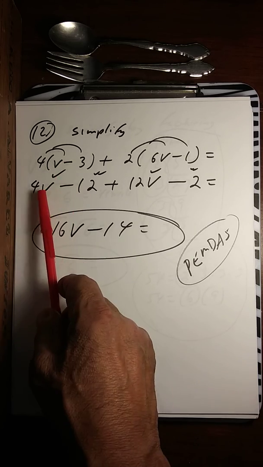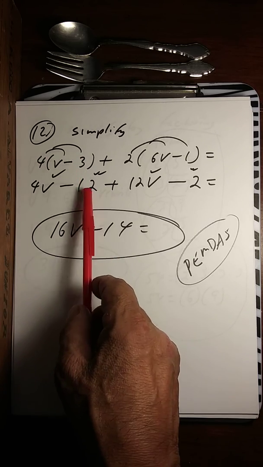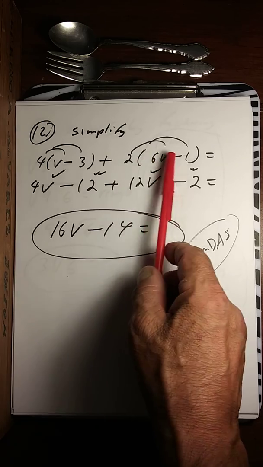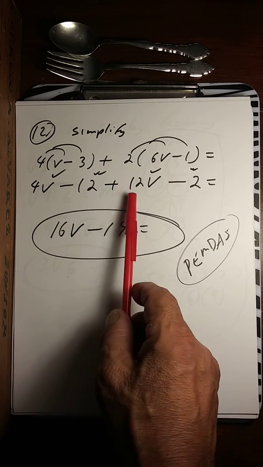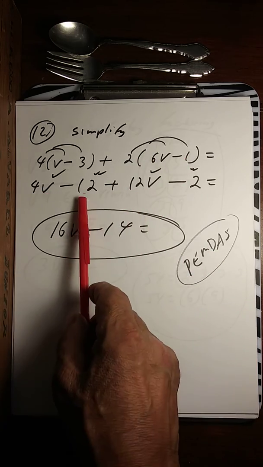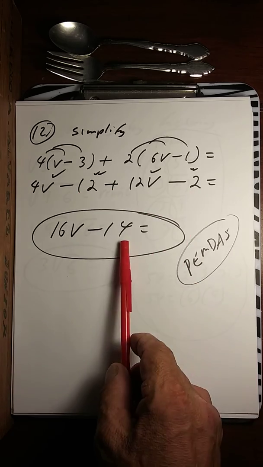4 times that, 4v. 4 times that, negative 12. 2 times that, 12v. 2 times that, negative 2. So 4v plus 12v is 16v. Negative 12 and a negative 2 is negative 14.